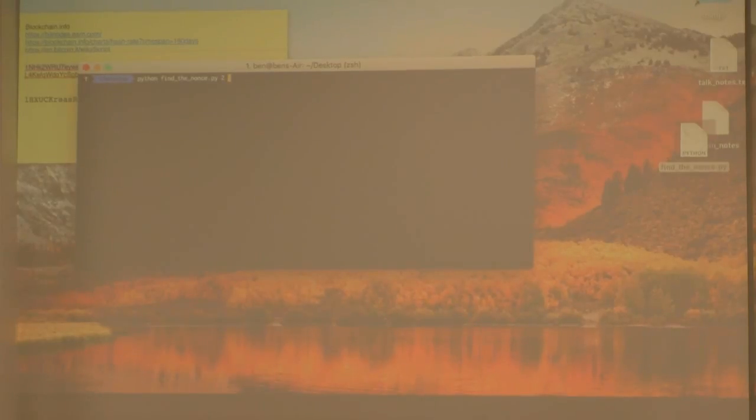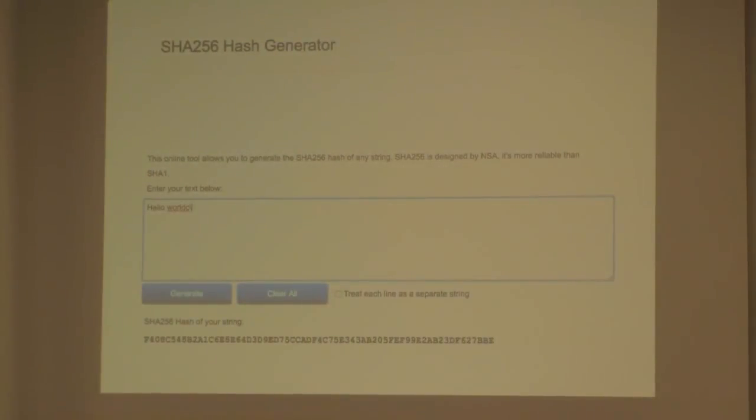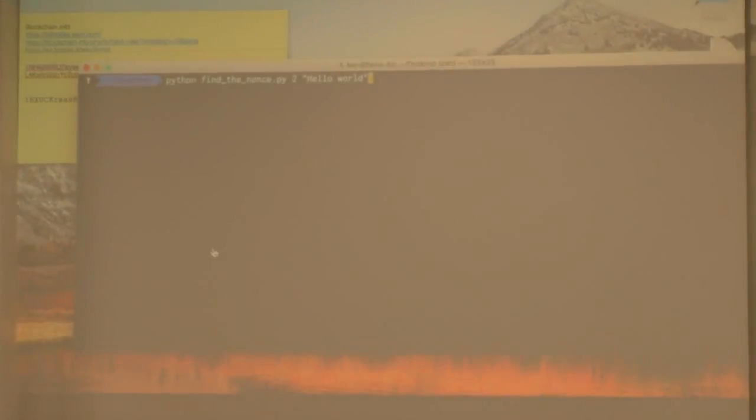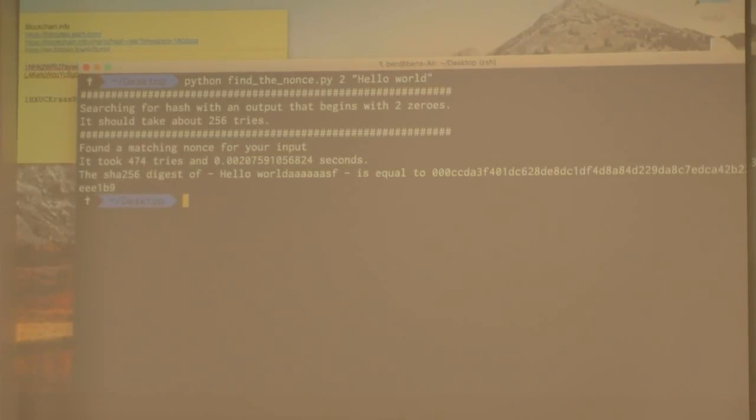And now I want to find the SHA-256 hash that we were just talking about. So we were just looking at hello world. I want to know what other combination of letters I can put here after hello world that'll give me 2 zeros at the beginning of the hash. So okay, I'm just running this. Okay, so searching for a hash with an output that begins with 2 zeros should take about 256 tries.